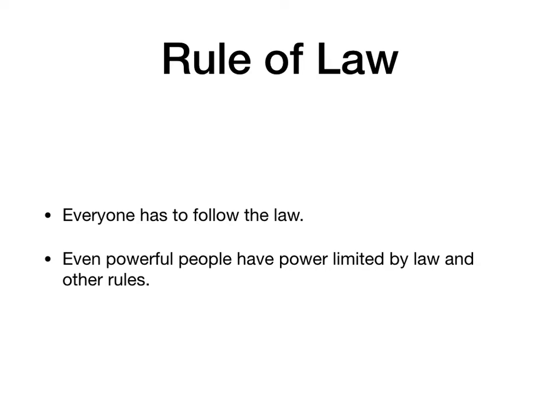Finally, the rule of law. Rule of law means that everybody has to follow the law. Even powerful people have their power limited by the law and other rules. No matter who you are in a liberal system, there are rules you have to follow. Again, think about the contrast with other systems. In North Korea, Kim can do whatever he wants, right? He doesn't have any limits. I guess if he makes his generals mad enough, they might murder him. But there's not really any explicit legal limits on what he can do, right?